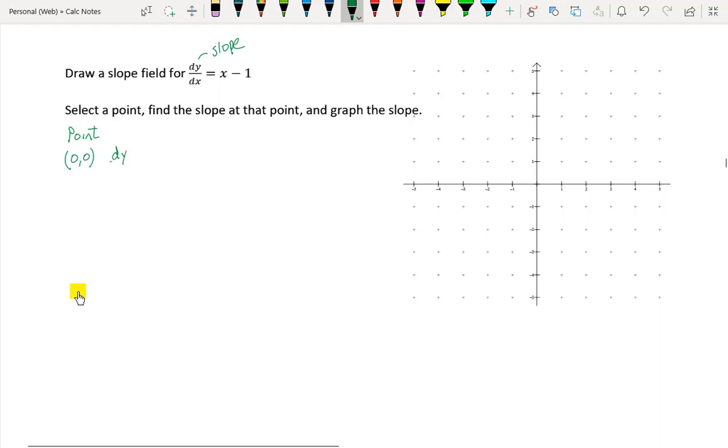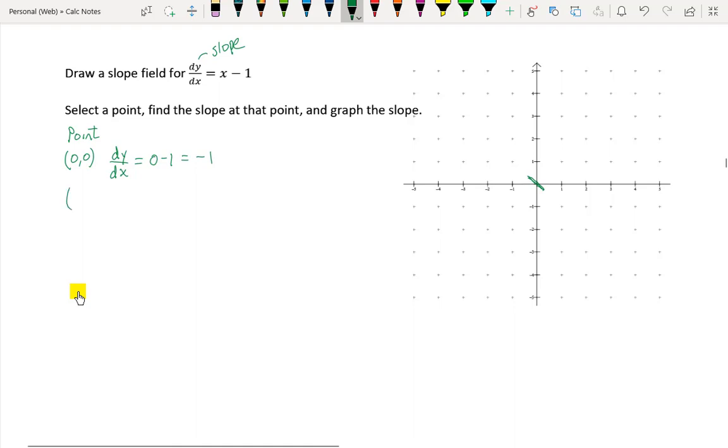So dy/dx, our slope. And on the right side, I don't have a place to plug in a value for y, so I just plug in the x value. So this would be 0 minus 1. This is going to equal -1. So I have a slope of -1 at the point 0, 0. So I come over here and I just try and draw a slope of what looks to be -1. Doesn't have to be perfect, but as you see, they'll change here.